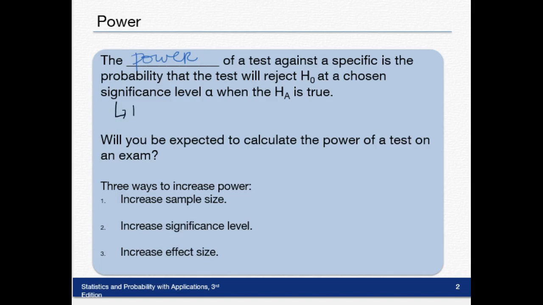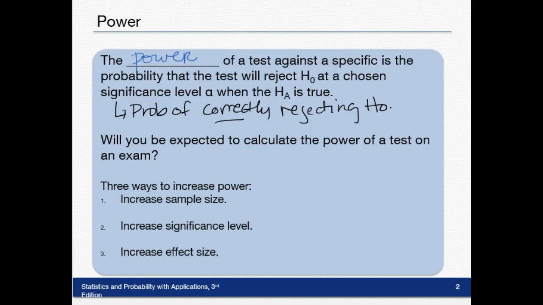That it's the probability of correctly rejecting the null. Why would we correctly reject it? Well, we would correctly reject it if the alternative is true. So that's what power is. It's the probability of correctly rejecting the null.